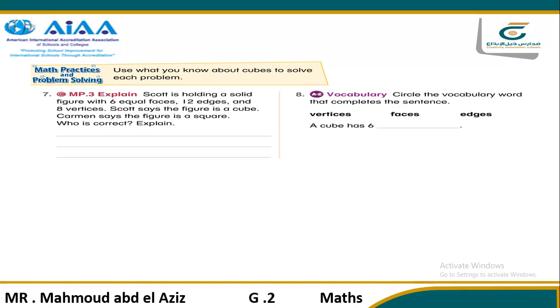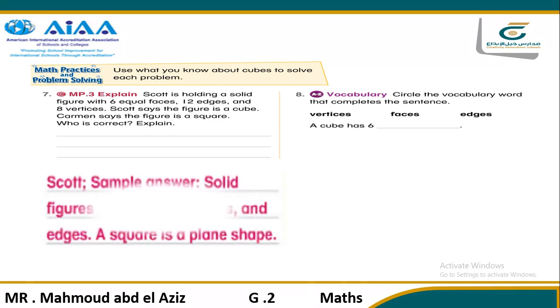So we have here faces and edges and vertices. So it's a three-dimensional shape. So what is it? Is it a cube or a square? Excellent, it's a cube. So here Scott is correct. Why? Because a solid figure has faces, vertices, and edges, and a square is a plane shape.